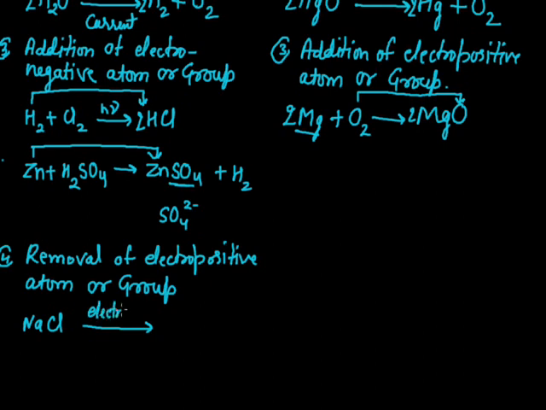Electrolysis, that is electric current, and it will break into Na plus Cl2. Now we balance it. Here we take a liquid NaCl, or a molten NaCl, and after electrolysis it will convert into Na plus Cl2.